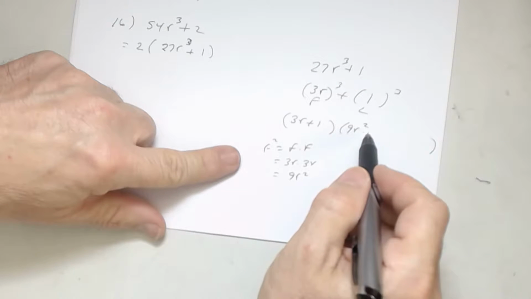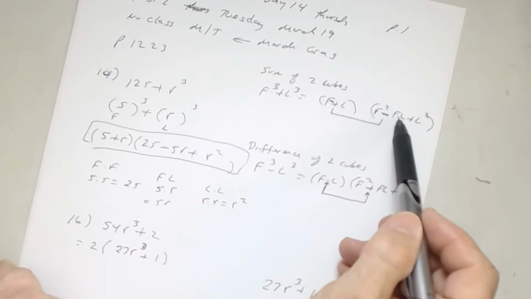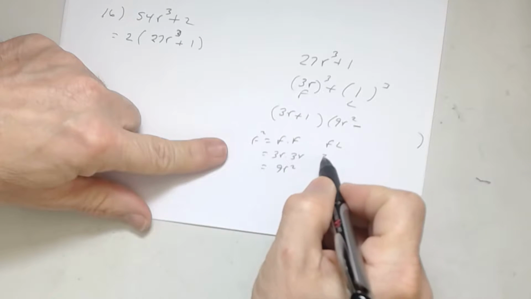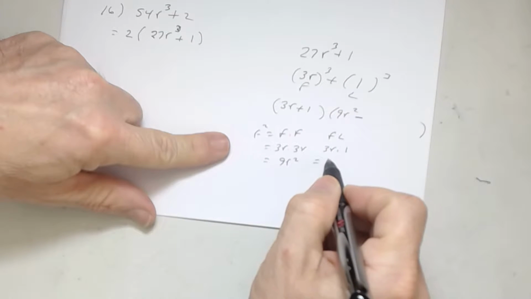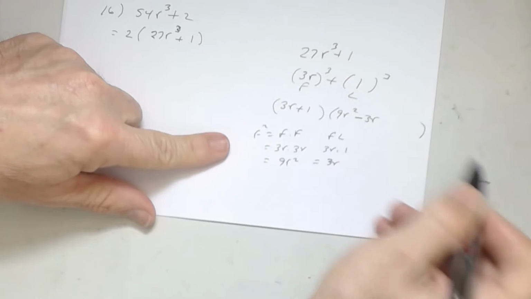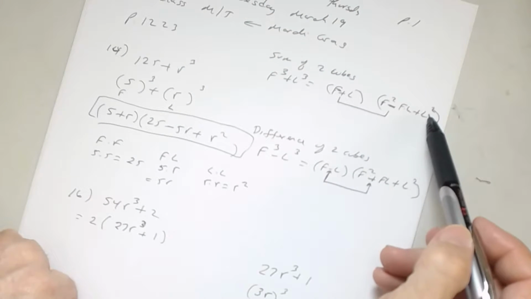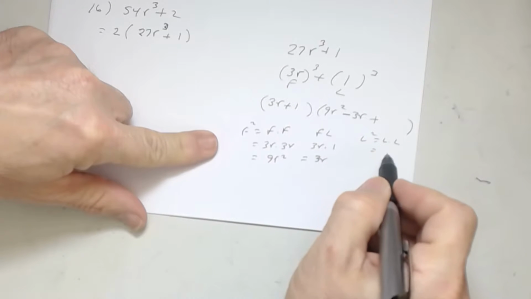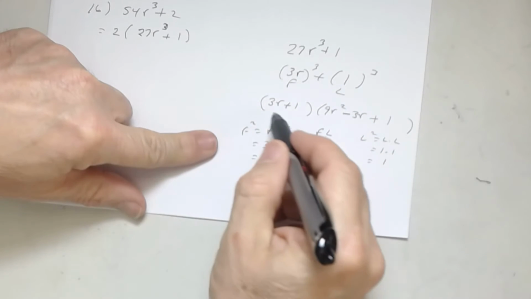Now, is that 9R squared minus or plus? Minus. Then the second term says I take F multiplied by L. Well, F in this case is 3R. L is 1. So what's 3R times 1? So that goes here. And then plus, and then the last thing I got to do is square L. So L squared means L times L. What's L in this case? What's 1 times 1? So there's your answer for that.